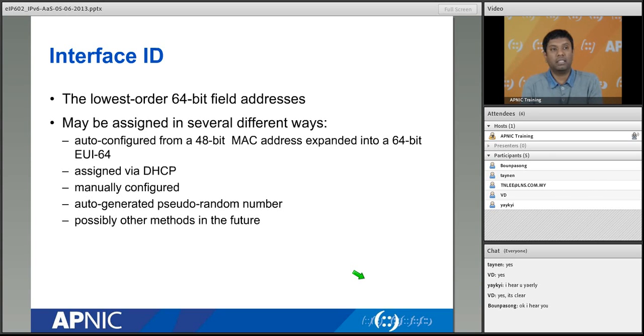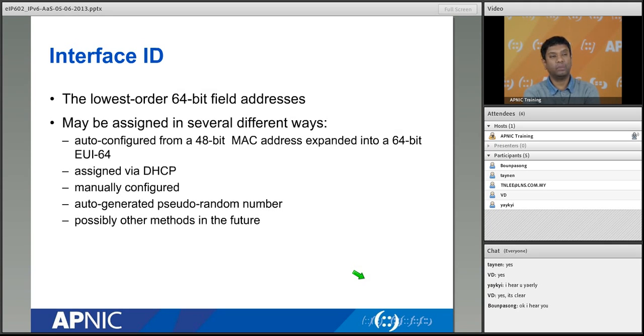Now you'll see the last 64-bit interface ID. The last 64-bit interface ID, right? How can it be generated? As I said, the very popular option is EUI-64, right? So how does EUI-64 work? It takes the 48-bit MAC address from the LAN card, right? And there's a way to build it. I'll show you in the next slide.